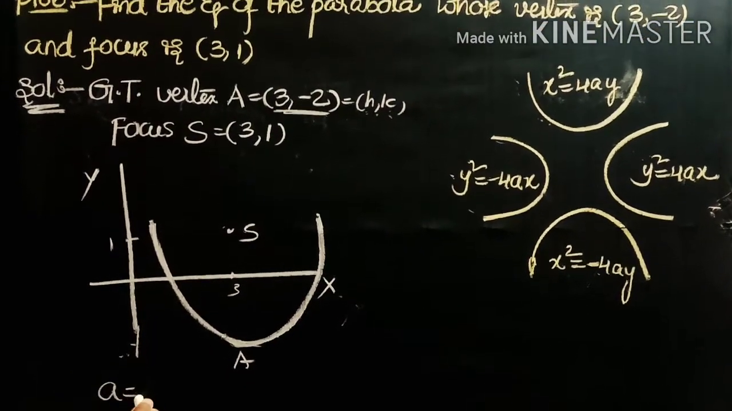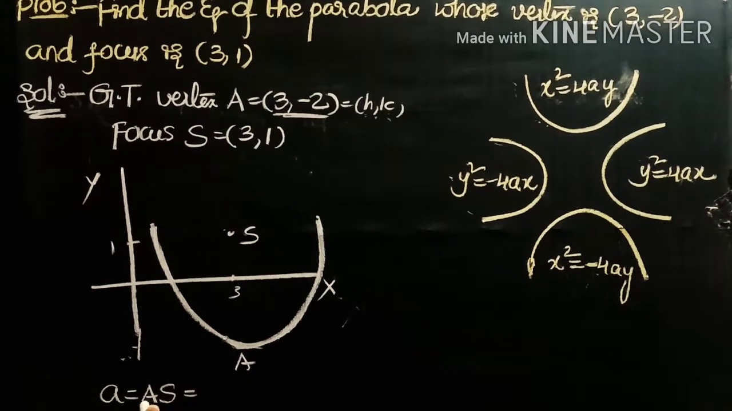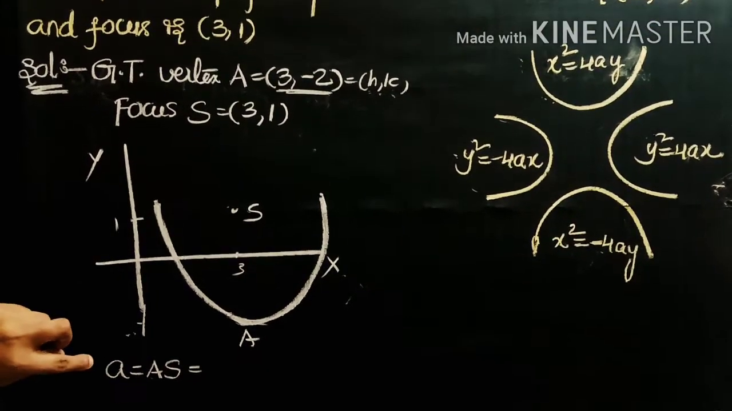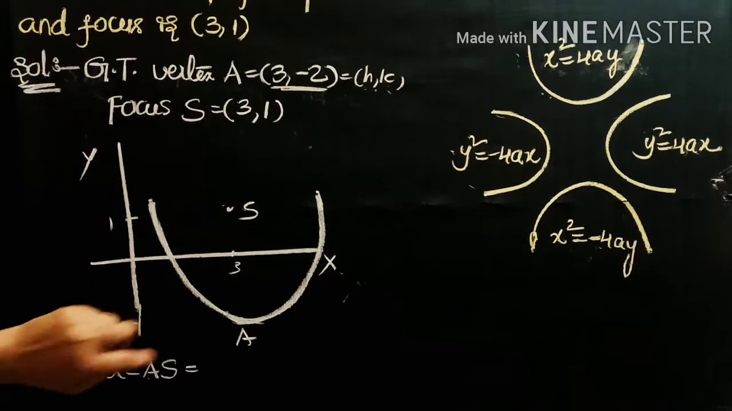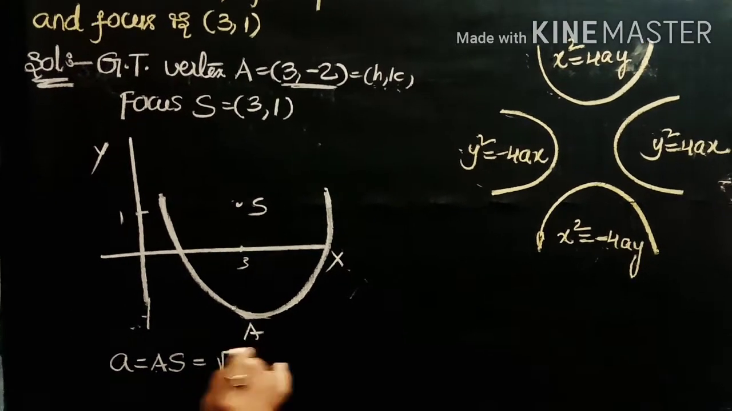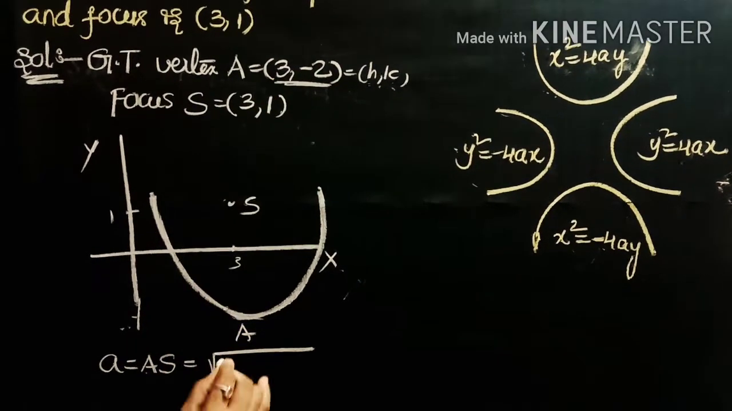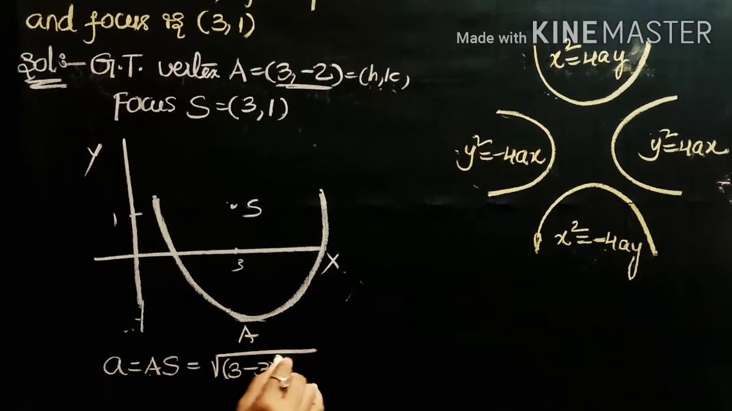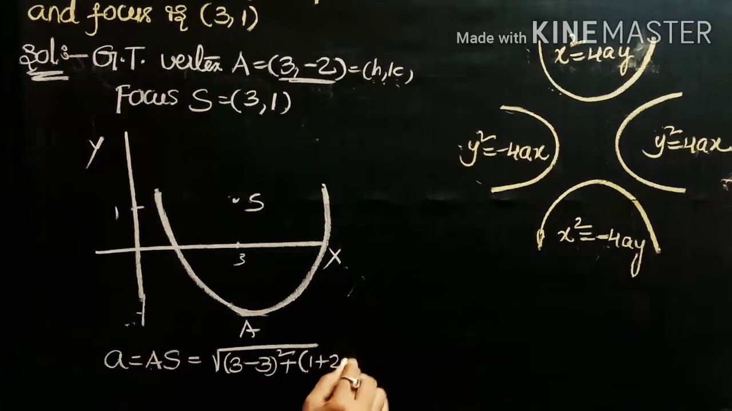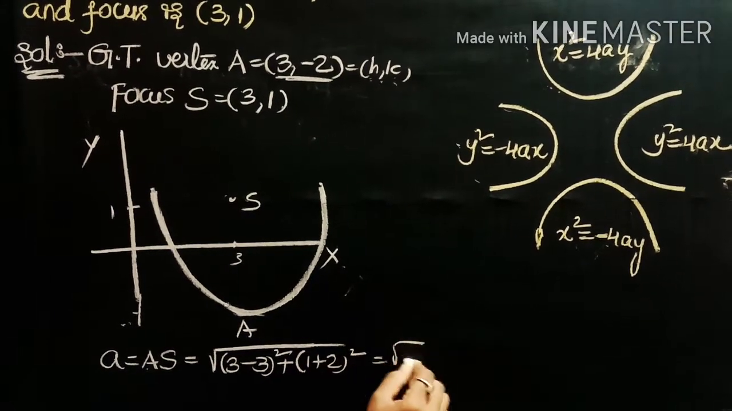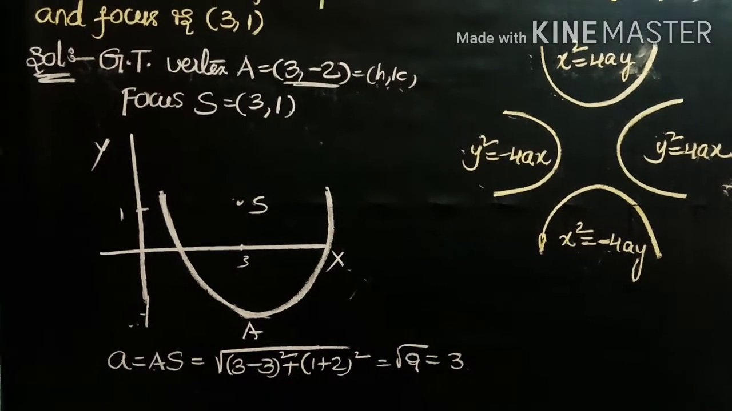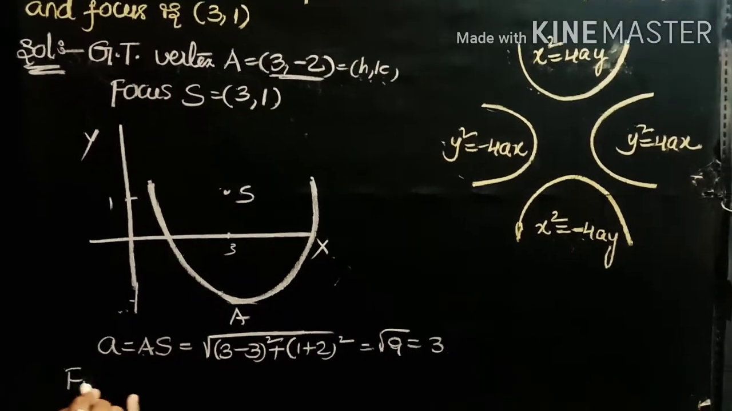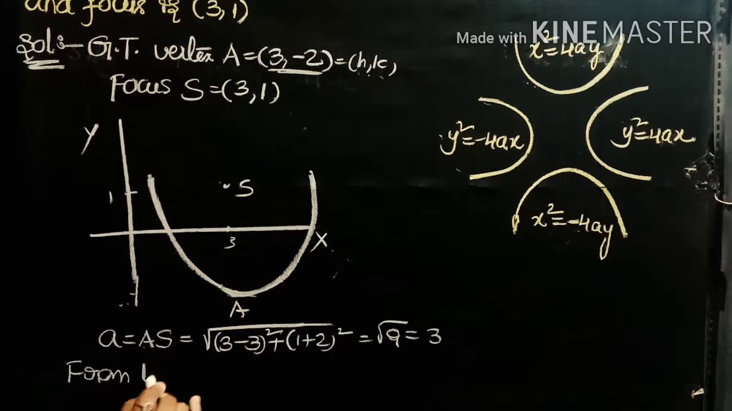Here a is simply the distance between the points A and S. That is the square root of (3 minus 3) whole square plus (1 plus 2) whole square, which is equal to root 9, that equals 3. This is the value of a.